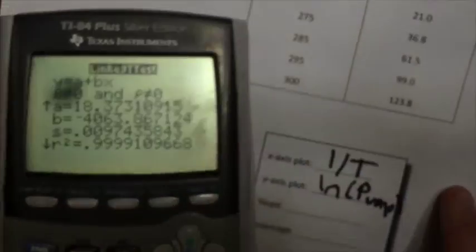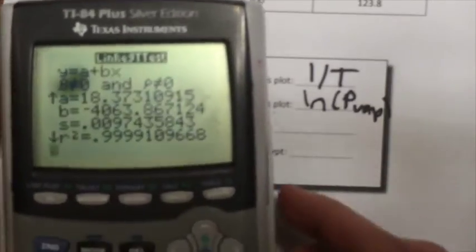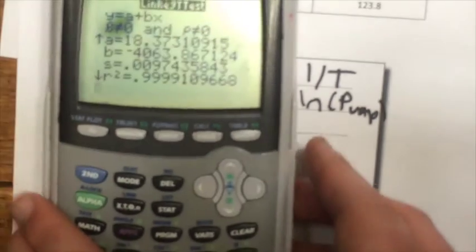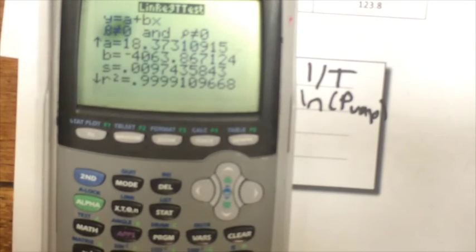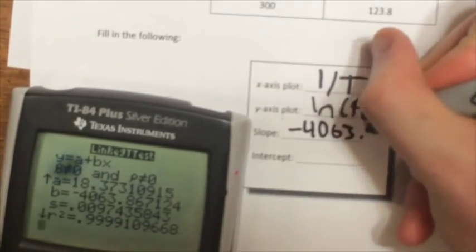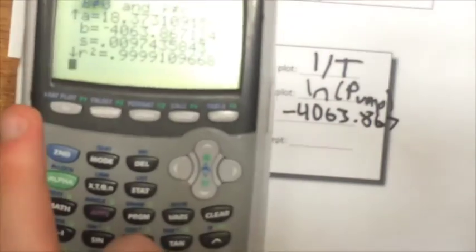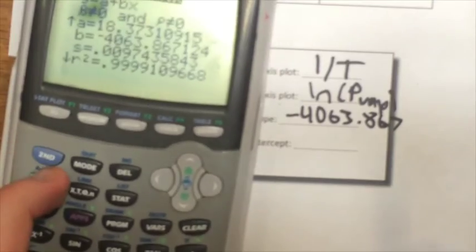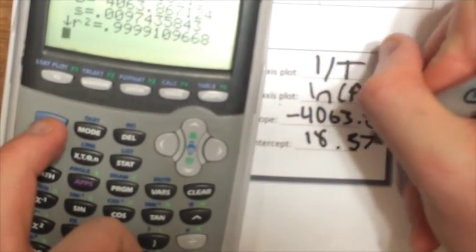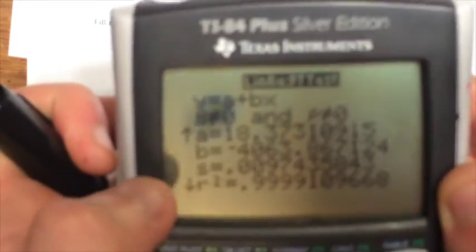So, asking for the slope, B equals negative 4,063.867. And the y-intercept is equal to 18.373. That's because of the A being equal to 18.373.